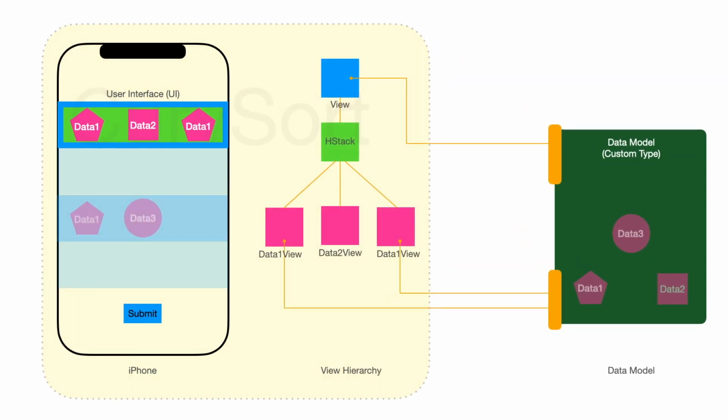Each pixel on the phone screen is defined by a view. Different views are composed in a view hierarchy. The diagram here represents blue, green, and magenta views and how they are connected together in a view hierarchy and how they are being displayed on the screen of a phone. And also it represents how a data model is connected and used by this view hierarchy.